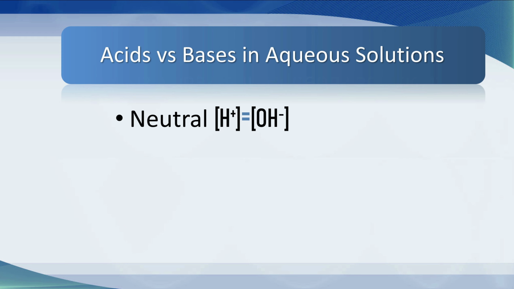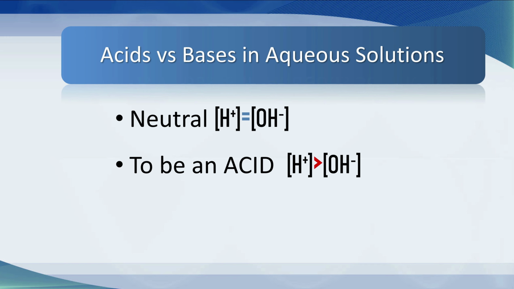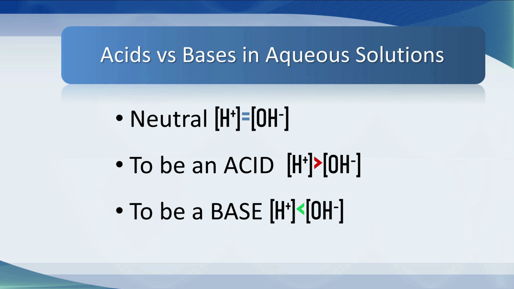So neutral is hydrogen equals hydroxyl. To be an acid, there needs to be more hydrogen ion activity than hydroxyl ion activity. And to be a base, there needs to be more hydroxyl ion activity than hydrogen ion activity.